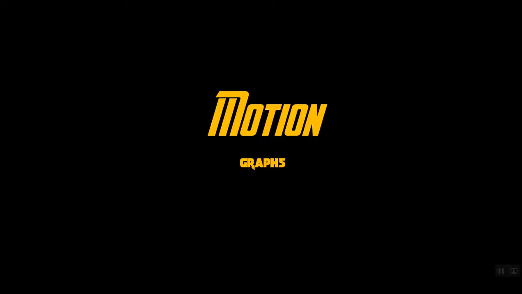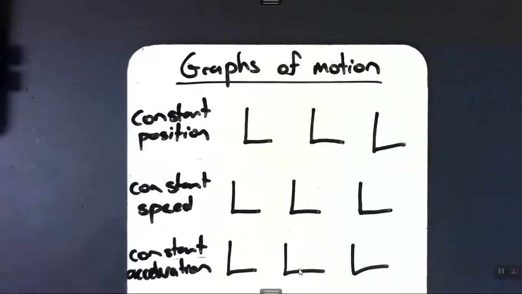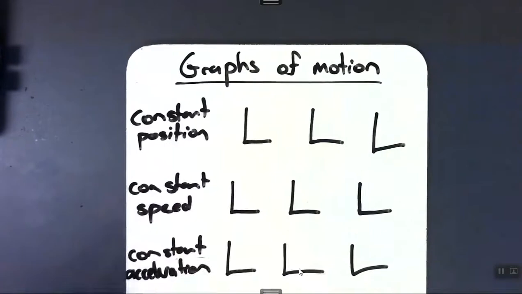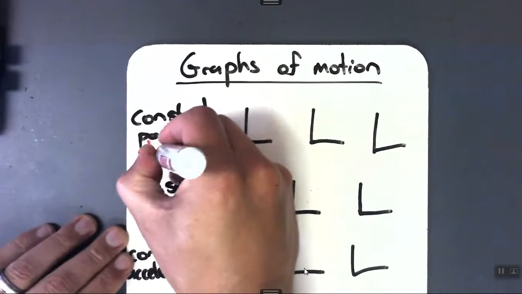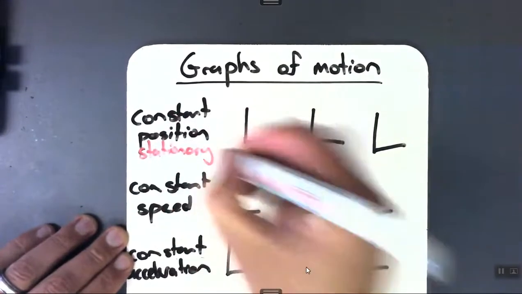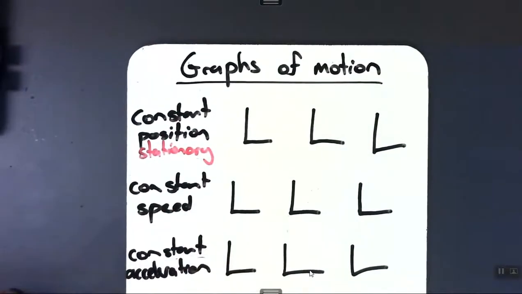Hello and welcome. Today we're going to look at motion, but specifically graphs. As we're looking at graphs of motion, we remember there were three categories that we looked at: constant position, which is when we're standing still or stationary, constant speed, and then constant acceleration. So these are the three things that we can look for, and we will be analyzing three different graphs.